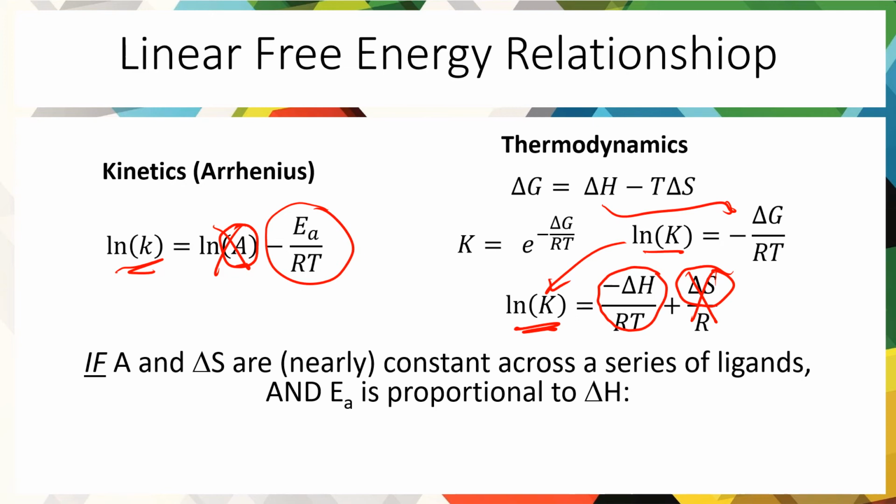The other assumption here is that the activation energy for our reaction is proportional to the enthalpy change, and that's simply saying that in that rate determining step we're breaking a bond in order to overcome our activation barrier. So if those are true, then the rate constant is directly related to the equilibrium constant. Or you could say the natural log of the rate constant is proportional to the natural log of the equilibrium constant.